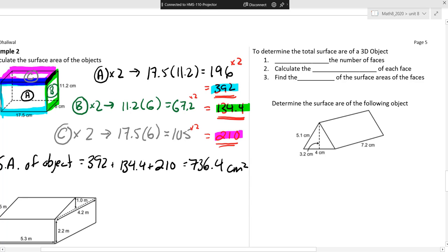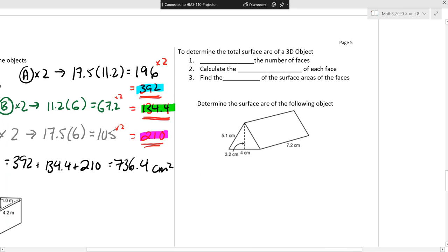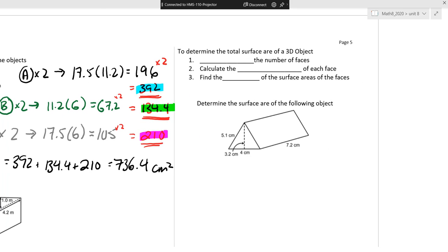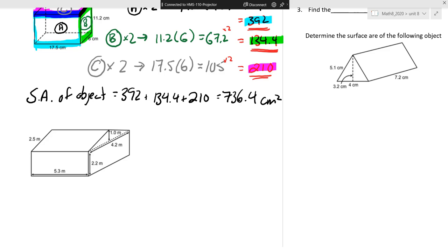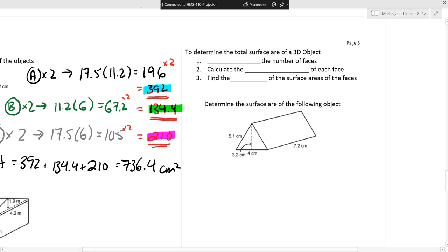Okay, so we're going to finish off the first day's notes here. There's only 2 questions left. All right, so we're looking at finding the surface area of a 3-dimensional shape. And that was, we got to find the area of each side of the shape and add all those areas up. And that's the process we went through.